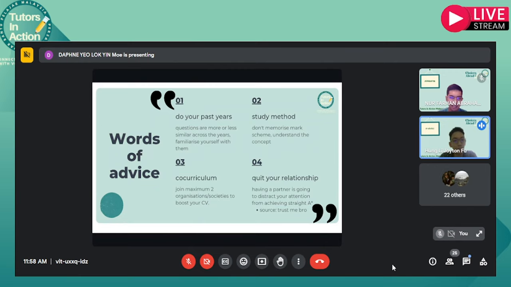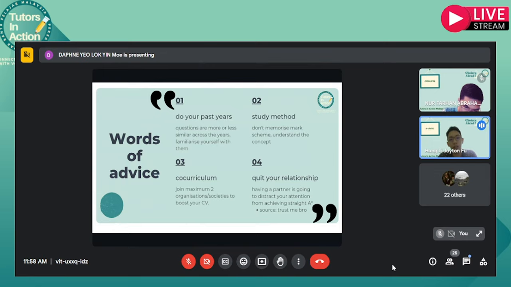Now, third one is co-curricular activities. This one is actually a very important factor, because when it comes to registering for universities, especially overseas universities, they need to see your co-curricular activities. Why? Because number one, it boosts your CV. Number two, you have things to write in your personal statement. And number three, when they want to interview you for a scholarship application or university admission, you need to have something to talk about. So co-curriculum plays a very important role.